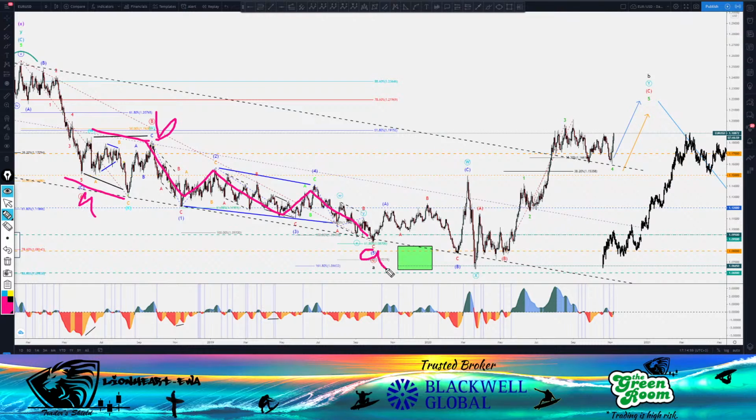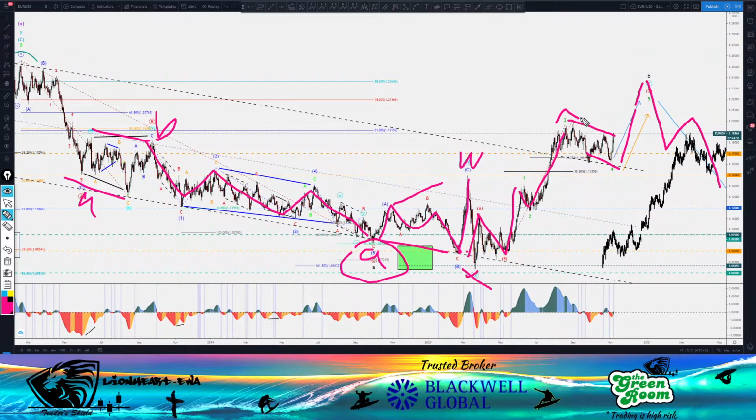But we actually ended big A right here, cycle degree black A right there. And we have been doing some mumbo jumbo right here. ABC, and again, an expanding flat W. And then X false breakout. And then again, we're doing Y. How? A, B, 1, 2, 3, 4, 5. And then correction like this, head and shoulders and stuff like that, just the way I said on the dollar index. We'll see where this goes.